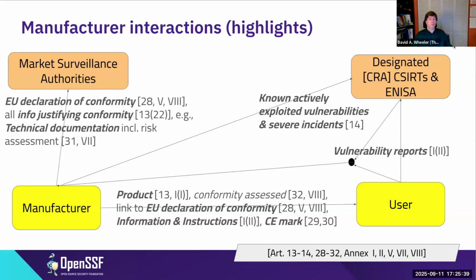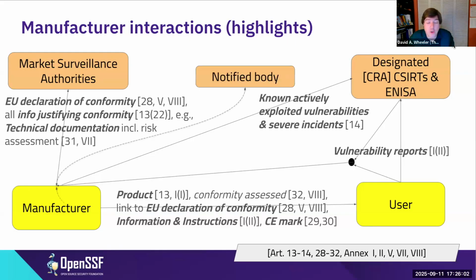There's another new role, market surveillance authorities. Well, new role for software and hardware. They can ask a manufacturer for the EU Declaration of Conformity, and they better get it. And they can demand all the information justifying the conformity, including technical documentation, and that technical documentation better include the risk assessment. In certain cases, you may want to have a third party evaluate things. In that case, that will be done by a notified body.